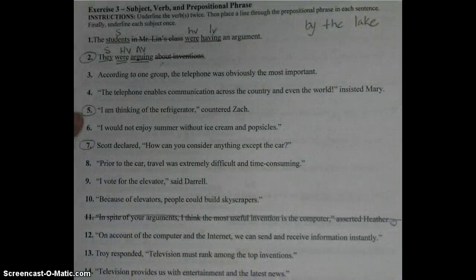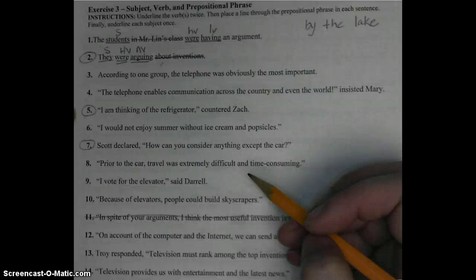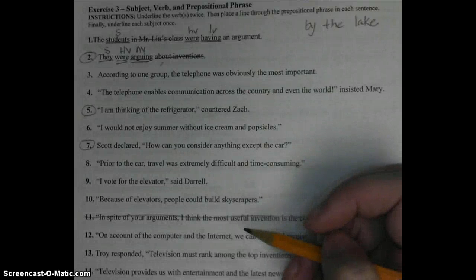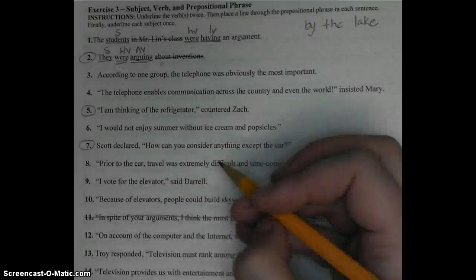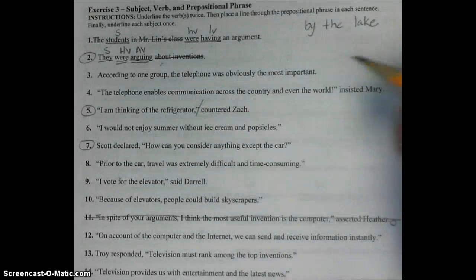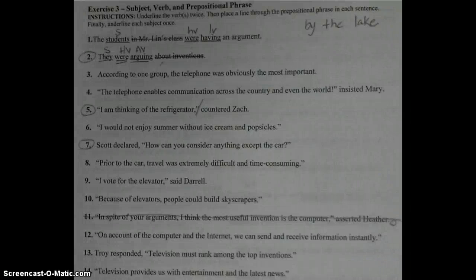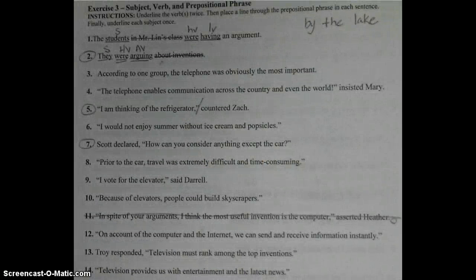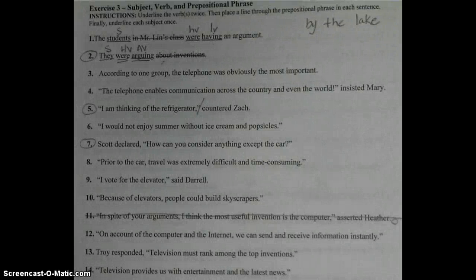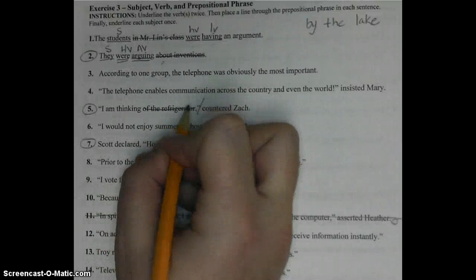Let's try 5. I am thinking of the refrigerator, countered Zach. All right. Before I look for the prepositional phrase in this one, because somebody is saying something, I'm probably going to have 2 verbs and 2 subjects. So I'm going to kind of do a slash to indicate that I'm going to have 2 things. I'll do the first part first. I'm thinking of the refrigerator. Of is a preposition. I know that from my list and from my memory. So I'm going to look and see if there's a noun that follows in the phrase. There is. It's refrigerator. Here's my prepositional phrase, crossing it out.